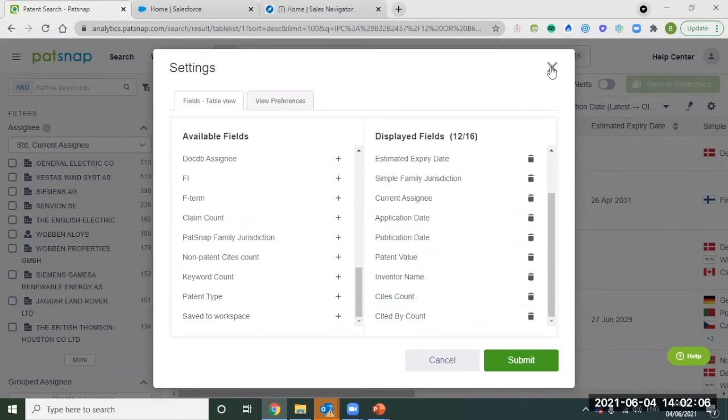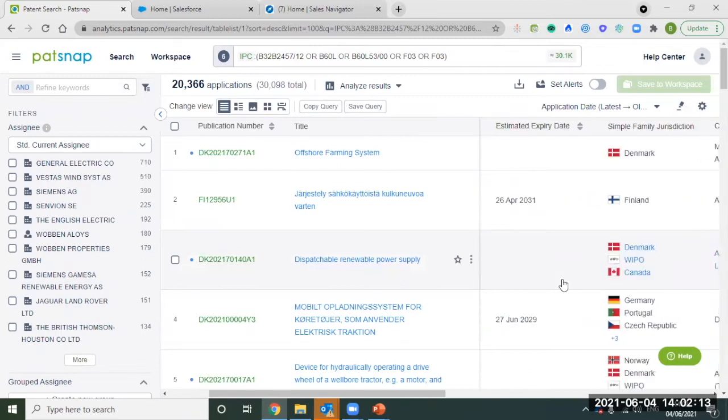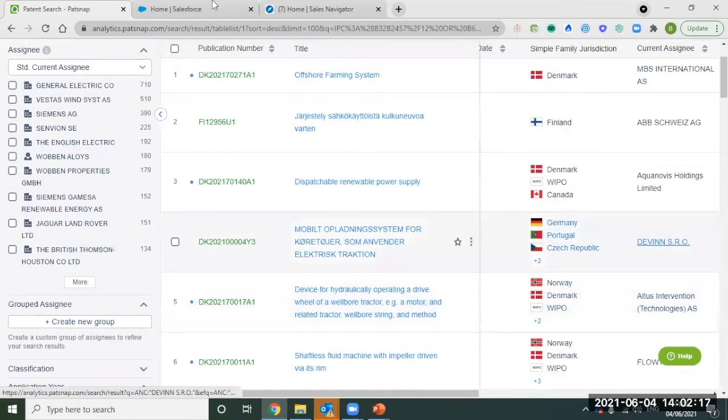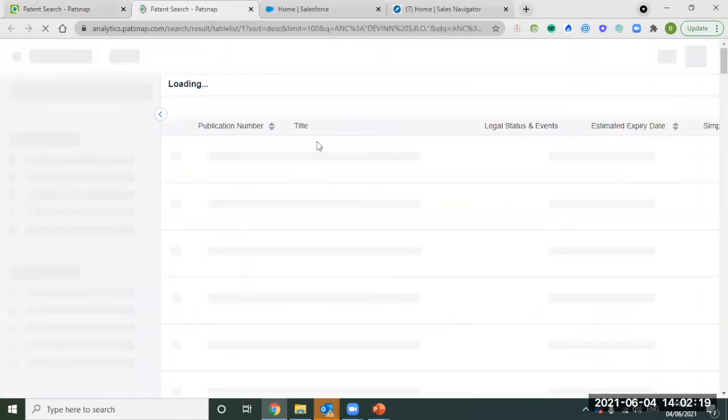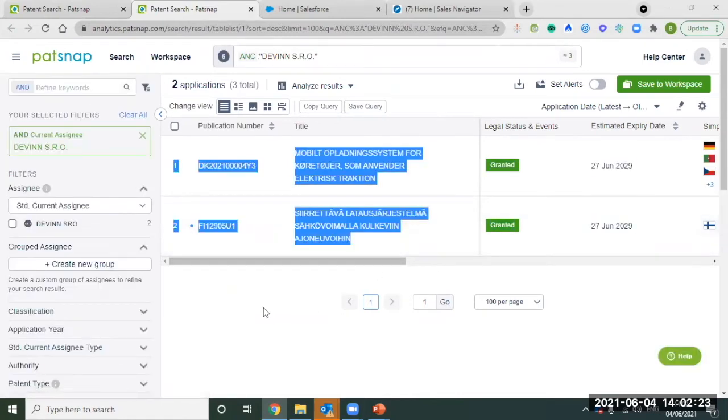Okay. So here are the big companies, but sometimes you want to be looking at startups or smaller companies. Let's try this one because I don't recognize this name. Devon SRO. Right, okay, so Devon SRO have 2 patents in their portfolio.